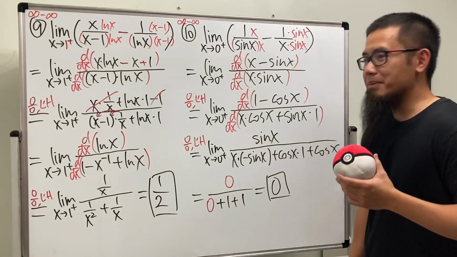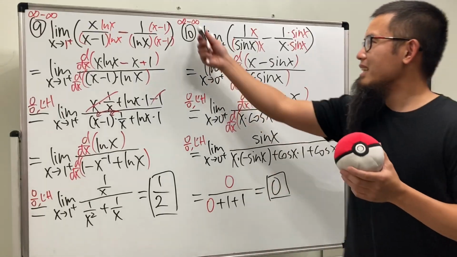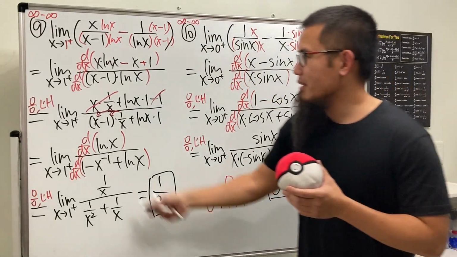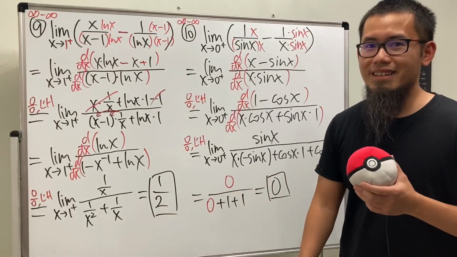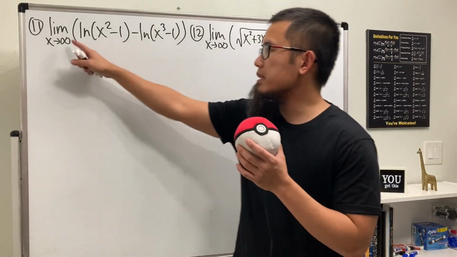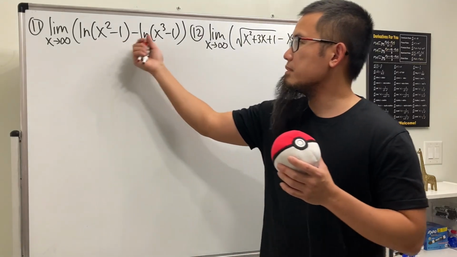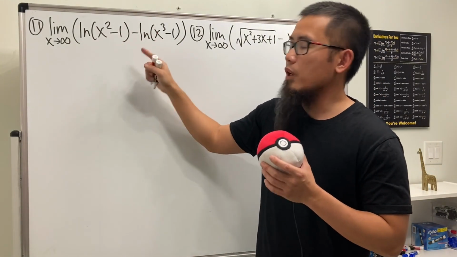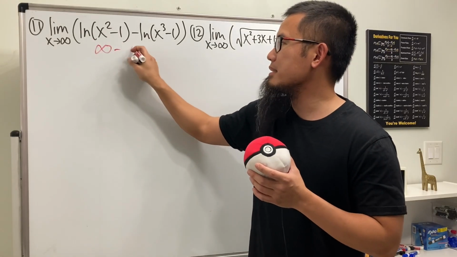And this is perhaps the one that you guys were waiting for, right? Infinity minus infinity, you get 0. But not all the time. Earlier it was 1/2. Okay, number 11, we have the limit as x approaching infinity of this minus that. Just real quick, when we plug in infinity into here and here, we will end up with infinity minus infinity.